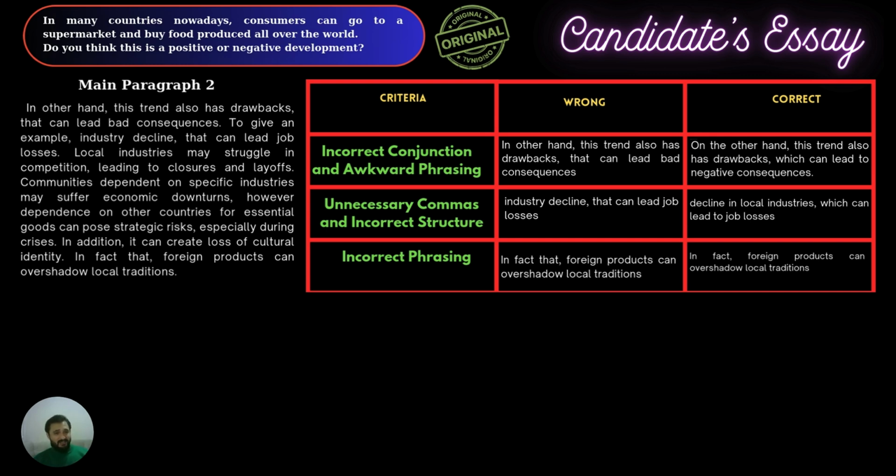Industry decline. Industry decline. What does it mean? Industry decline that can lead to job losses. So industry decline that can lead to job losses should be decline in local industries for clarity. Additionally, that can lead job losses should be which can lead to job losses. Okay, so the final version is decline in local industries which can lead to job losses. Okay, perfect. So incorrect phrasing, third one.